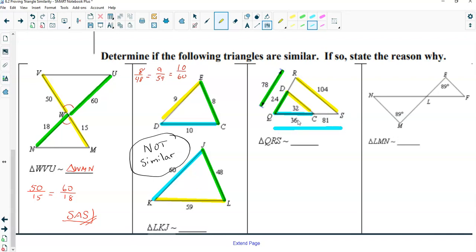And I'm just going to add these two numbers. This is 36 plus 81. 6 plus 1 is 7. 3 plus 8 is 11. That's 117. Okay? So now I must check it. Is 24 to 78 as 36 is to 117 as 32 is to 104? If all these ratios are equal, then these two triangles would be similar. Well, let's check.